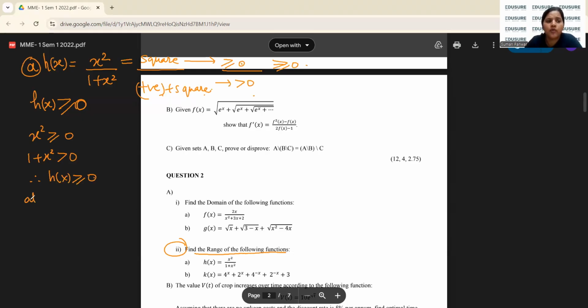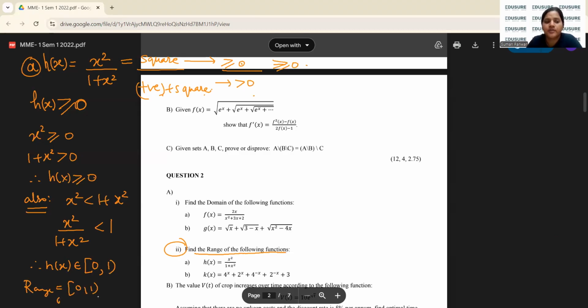Also, note that x² is less than 1 + x² for any x. So x²/(1 + x²) is going to be less than 1. Therefore, h(x) belongs to this interval, closed at 0, open at 1. So what is the range? The range is this interval, or we can write 0 ≤ h(x) < 1.